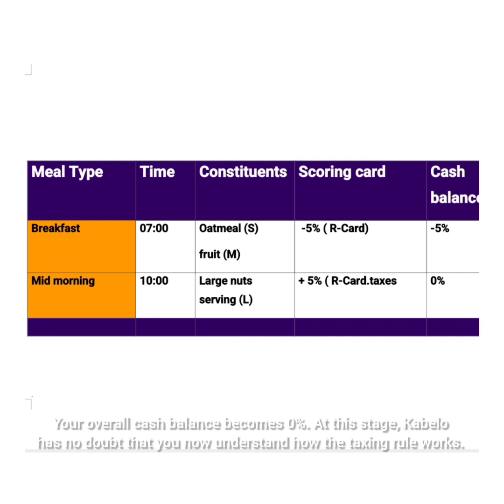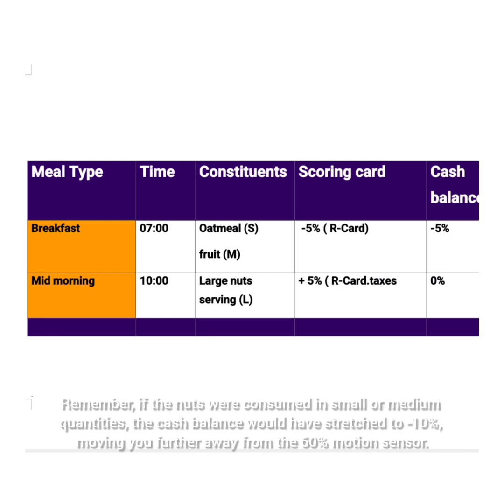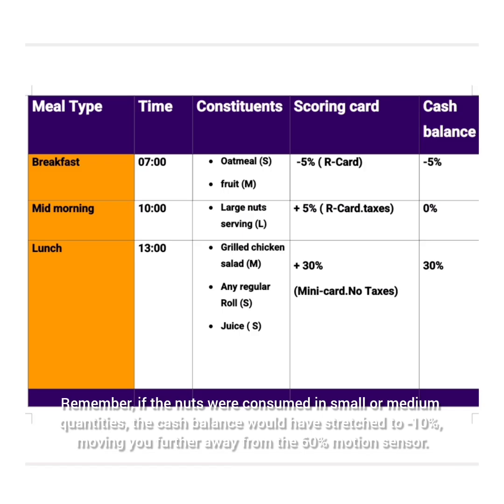At this stage, Cabello has no doubt that you now understand how the taxing rule works. Remember, if the nuts were consumed in small or medium quantities, the cash balance would have stretched to -10%, moving you further away from the 60% motion sensor.